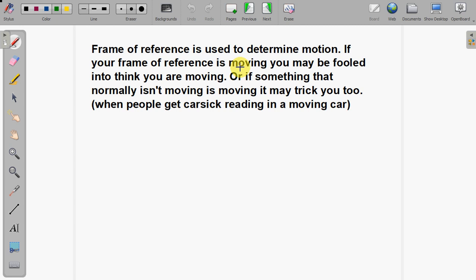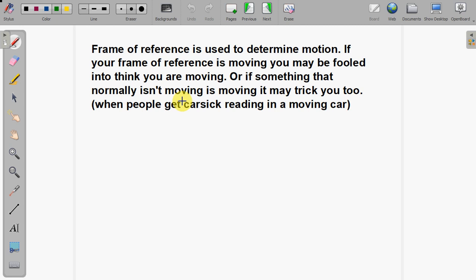However, if you're stopped at a stoplight and the car beside you starts moving, you might think that it's you that's moving. It's happened to me. A car beside me starts rolling backwards or something, and I think I'm rolling forward, and I freak out a little bit. Okay?